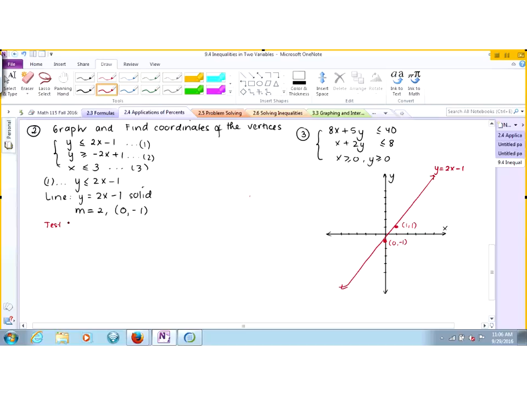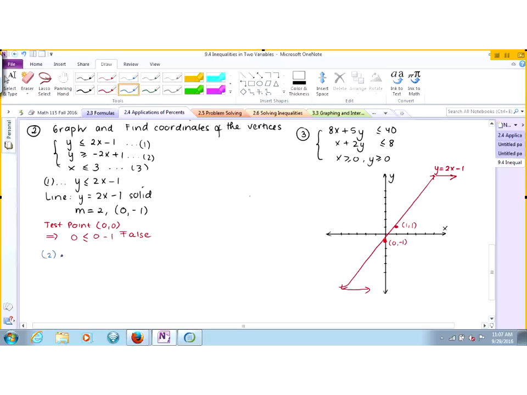Now, test point. Okay. So is it true or not? 0 is less than or equal to 0 minus 1. False? So which area am I shading? The right side. So this side. That's the area that I'm shading.